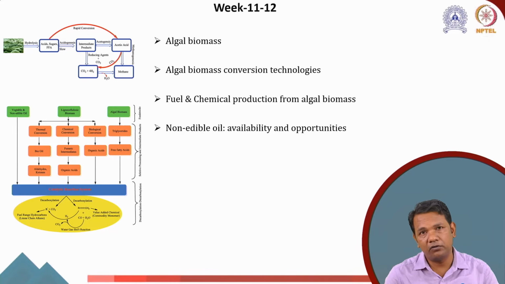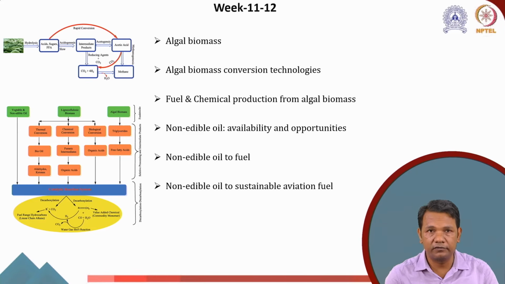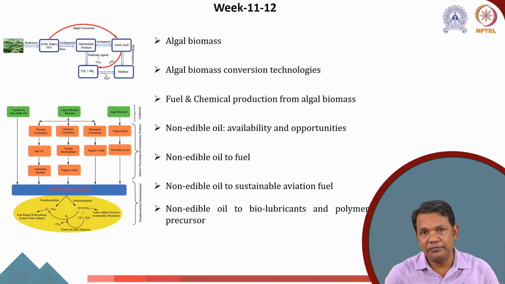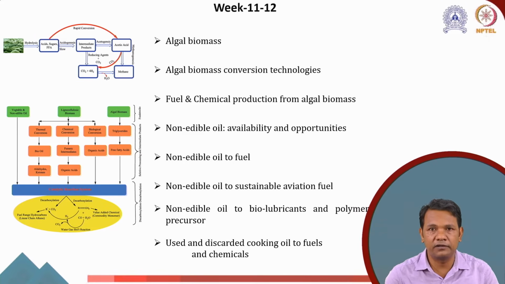Then we'll discuss the non-edible oil availability and opportunities, and then how we can use these non-edible oils to produce fuel or chemicals. Particularly, non-edible oil has a carbon range which is suitable for sustainable aviation fuel. So we'll focus on that, how to produce SAF from the non-edible oil. Similarly, like non-edible oil, we have used cooking oil, and we will also discuss how to use the discarded cooking oil for fuel and chemical production.